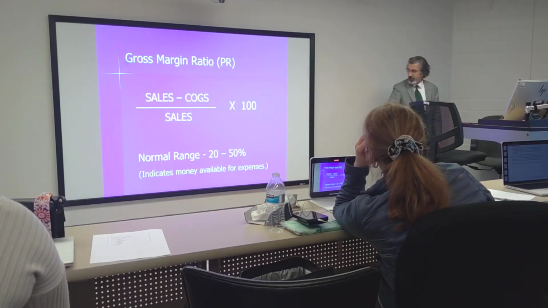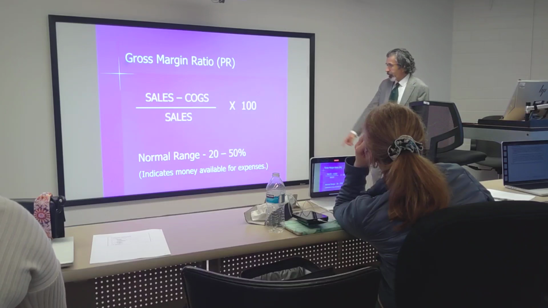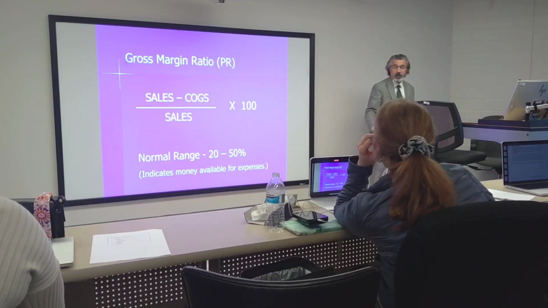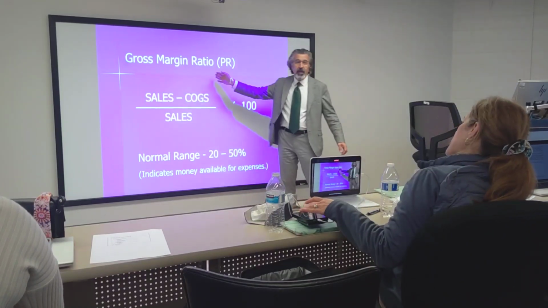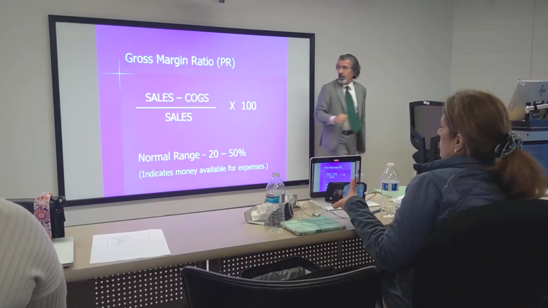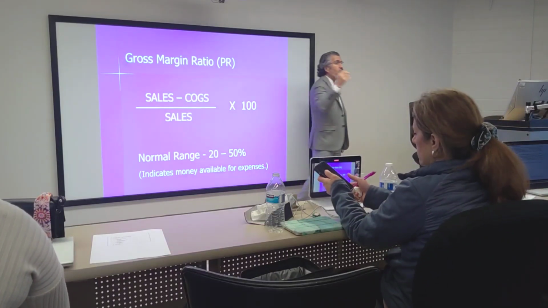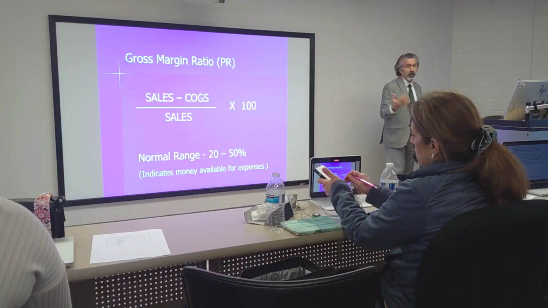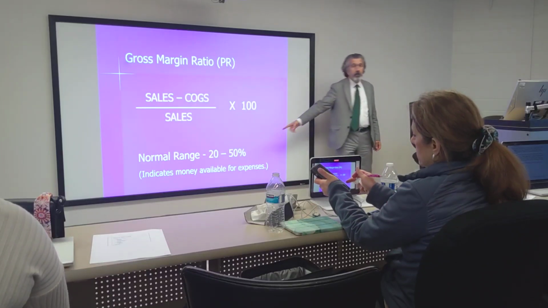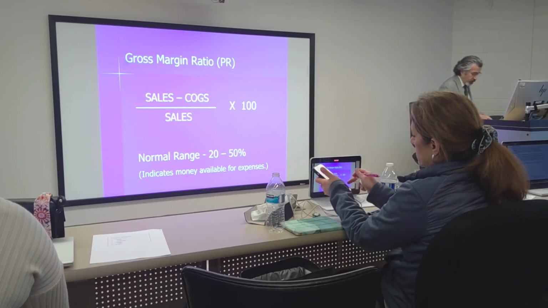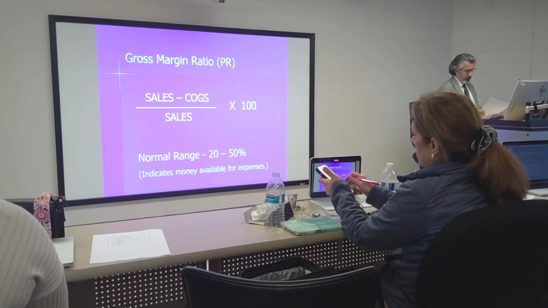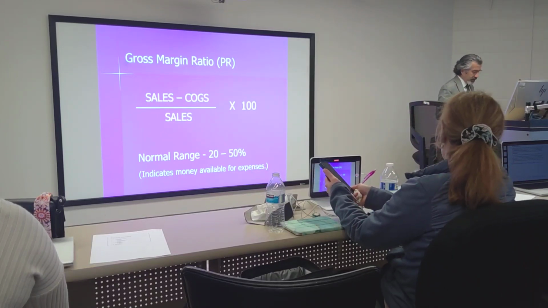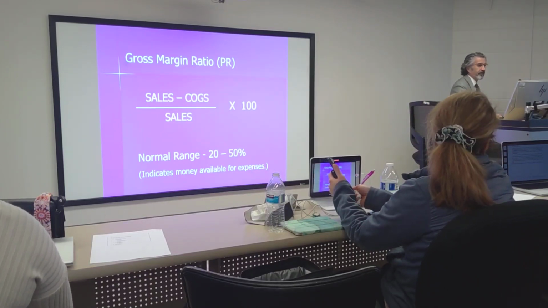The reason is, I have the reason at the bottom: it indicates money available for expenses. Because remember, gross margin comes from sales minus cost of goods sold, which is gross profit. You haven't paid the bills yet. So you want to have a large number, because from the gross profit is when you actually pay all the bills, from your salaries to your technicians and so on and so forth.